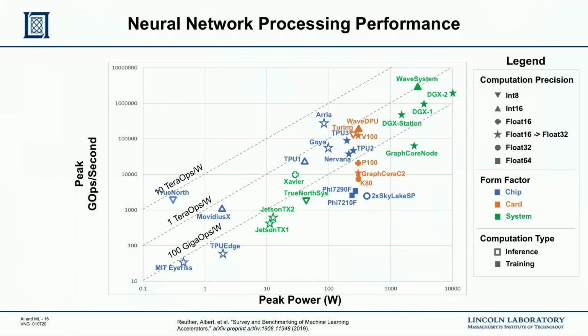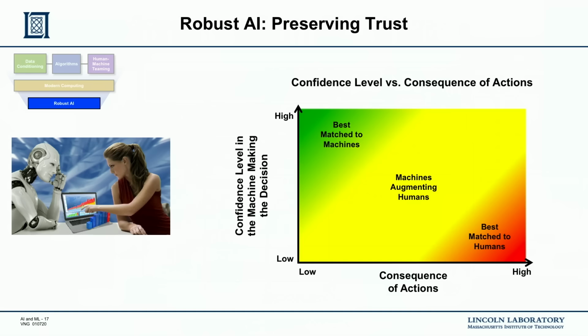Okay? All right, so we talked about modern computing. Let's talk a little bit about the robust AI side of things. The basic idea behind robust AI is that it's extremely important, and the reason that it's important is that the consequence of actions in certain applications of AI can be quite high.